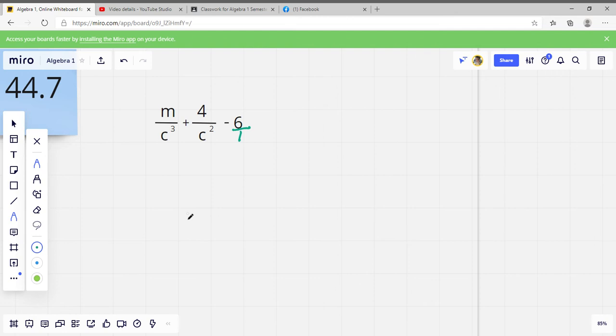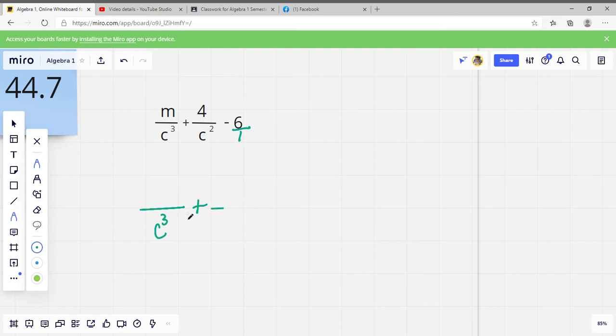Now, the least common multiple of c to the third and c squared would be c to the third. Okay, because if I have, you go with the highest exponent. Okay, so they all have, you have to have at least 3 c's for it to be a common multiple.